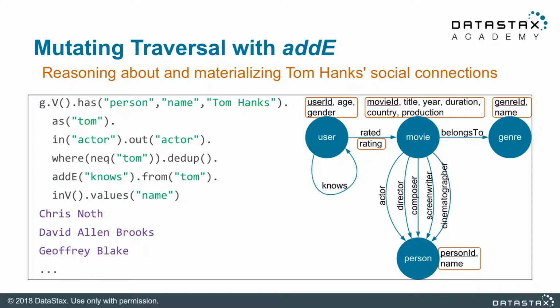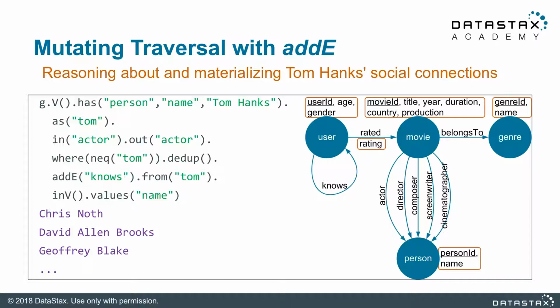In this previous example, we added two edges, but we added them explicitly. This time, we're going to use a traversal to add edges to a collection of vertices. We begin, again, by getting the Tom Hanks person vertex, and we label it Tom. On the second line, we traverse the incoming actor edge. This gets us back to all of the movies in which Tom Hanks has been an actor.